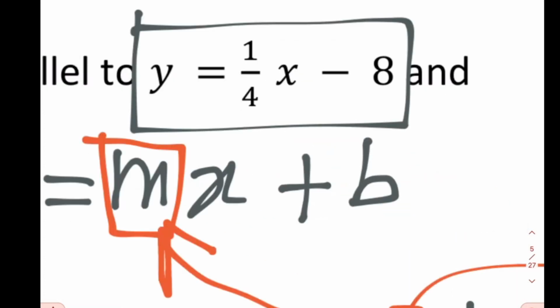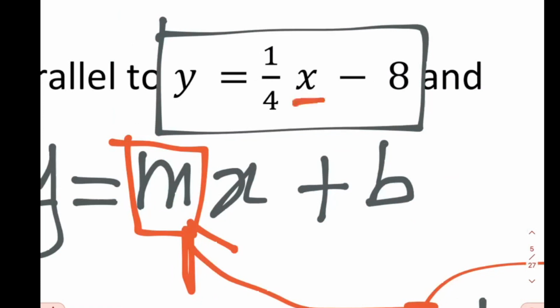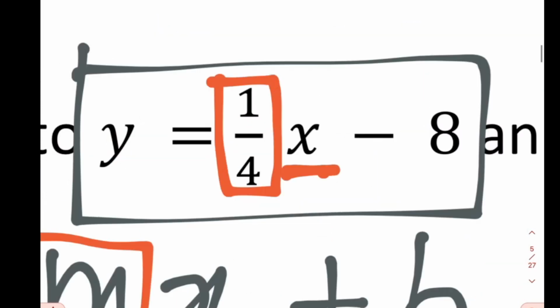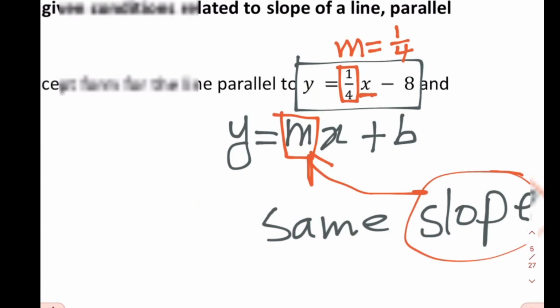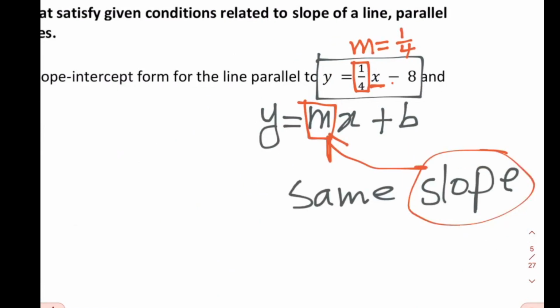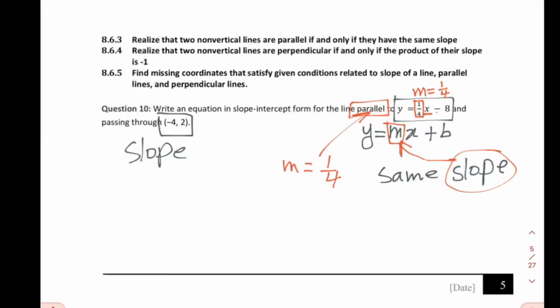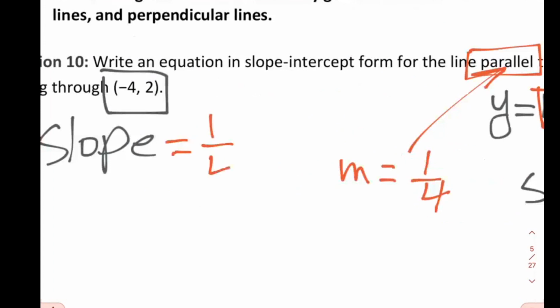So in my equation, where is this slope? I look for x. This is x. The number next to it as a factor is 1/4. So this is the m. So m equals what? 1/4. So this is the slope of this line and the slope of any parallel line. So the parallel line as well has this as a slope. So m for the parallel line is 1 over 4. We finished with the slope. So slope equals 1 over 4 because they are parallel.